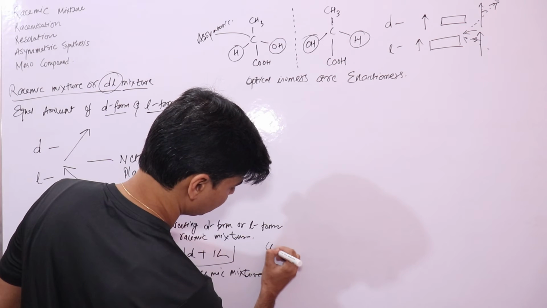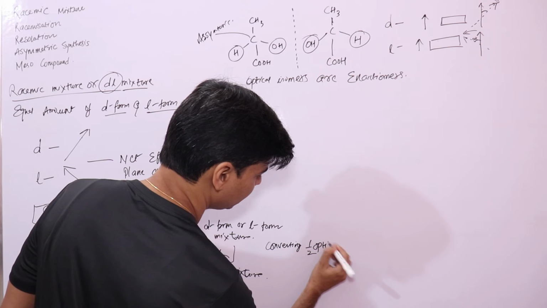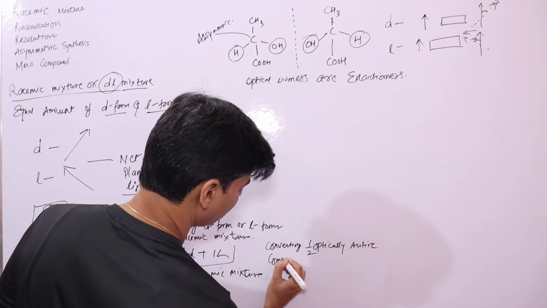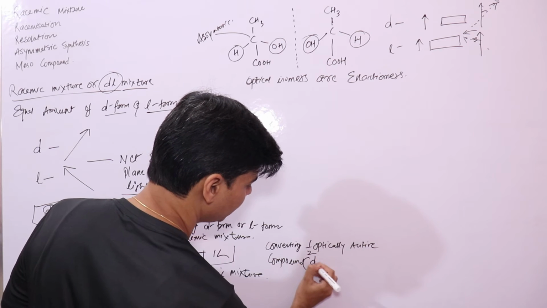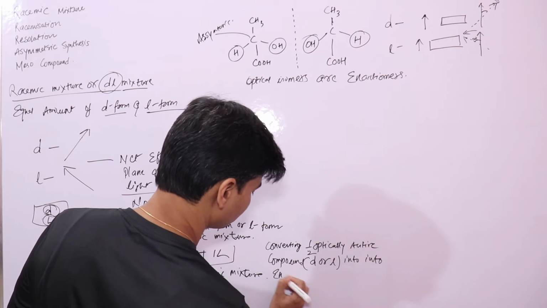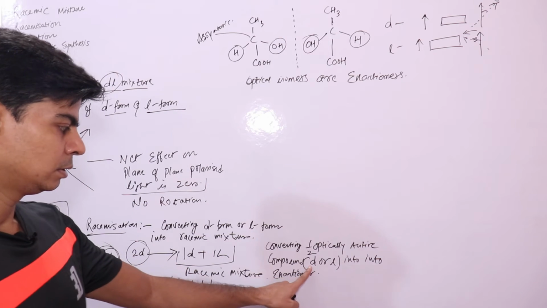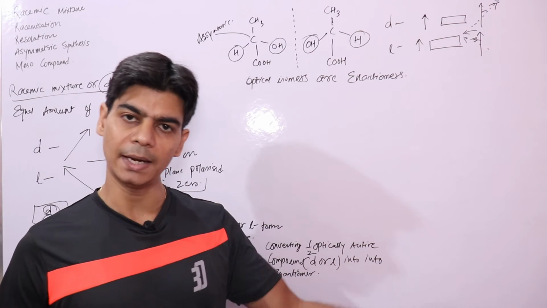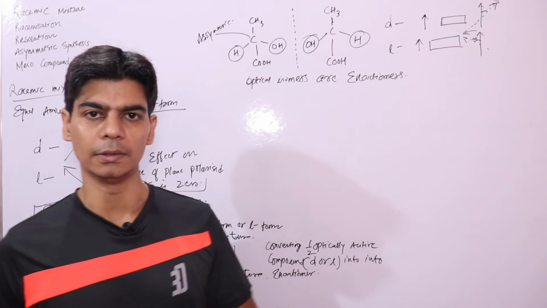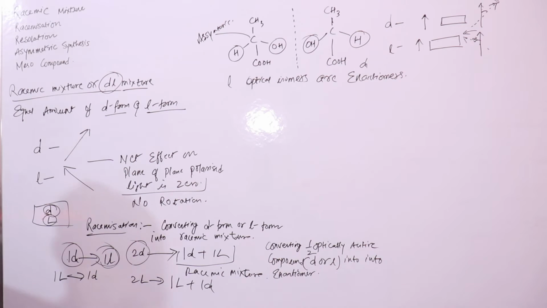So this is like converting half of the optically active compound, which can be D or L form, into its enantiomer. So if you have a D isomer, then you will convert it into its enantiomer, the L isomer. If you have an L isomer, then you will convert half of L into D. These are your L and D. So what you will get is a racemic mixture.